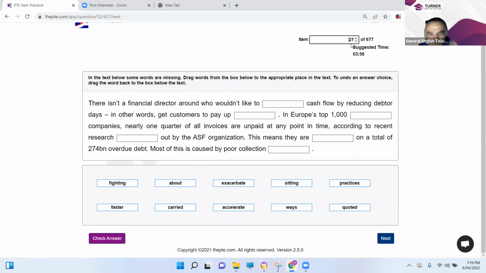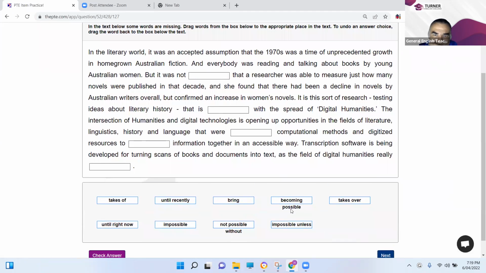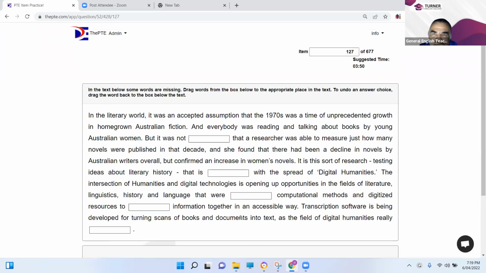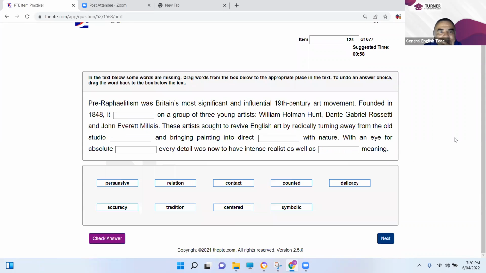I think we start with 100 and... Look at these. Oh my goodness. It's because it's too long. Okay, I'm going to check this one. 127. I don't know what happened to these. 127, fill in the blanks, reading. Okay, I'll check it later. But now, okay, this one. You will have 3 minutes here.